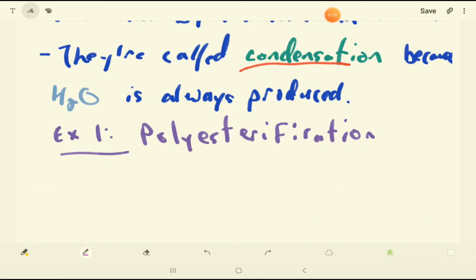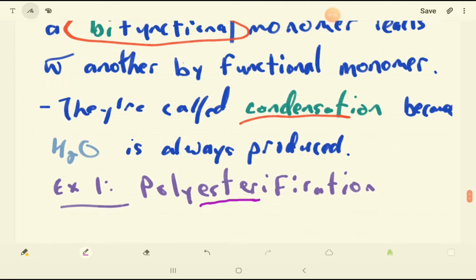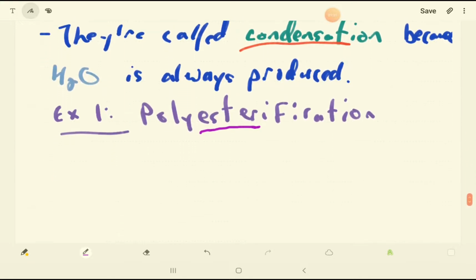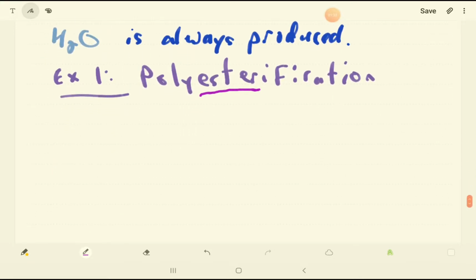So the first example of a condensation polymer is what we call a polyesterification reaction. And I'm going to underline the word ester because really it's synthesizing a polymer that is full of esters. And so the question is, how do you make an ester? If we go back and review, an ester is a combination of an alcohol and a carboxylic acid. But when it comes to condensation polymers, it has to be bifunctional. So we've got to have at least two alcohols and two carboxylic acids in each of the monomers present.